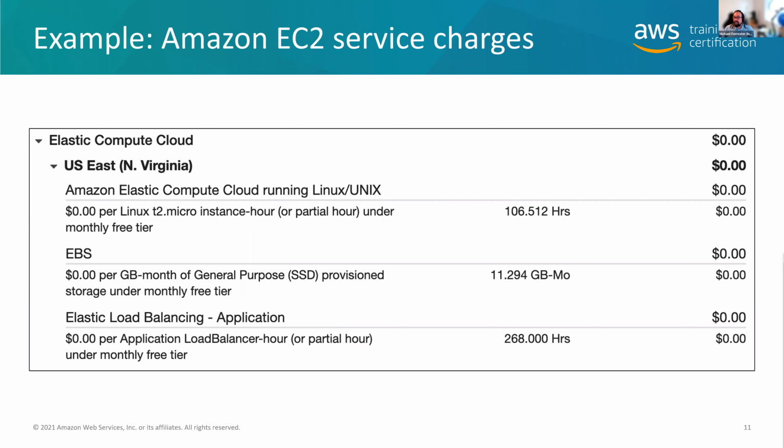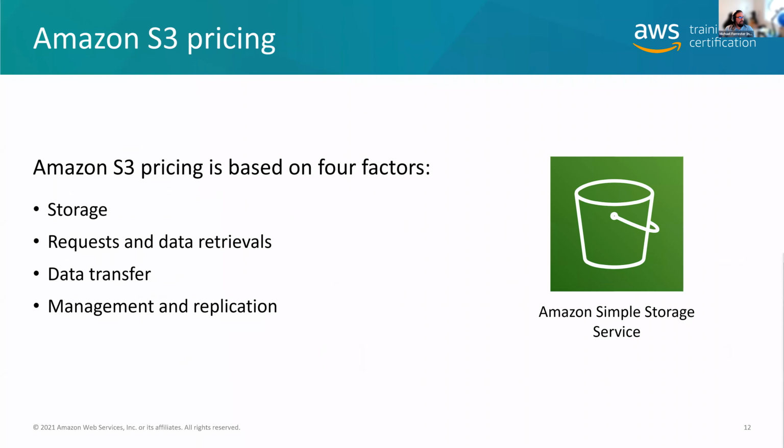This is an example of how the service charge is going to show up on your bill. This is for EC2. Notice that the load balancer is charging there for 268 hours. So in this case, it was under the free tier. S3 pricing is based on storage and request and data transfer and that kind of thing.